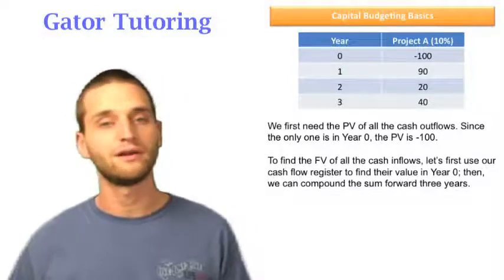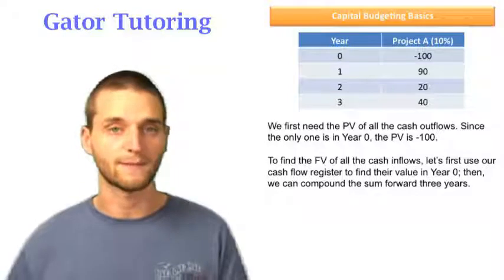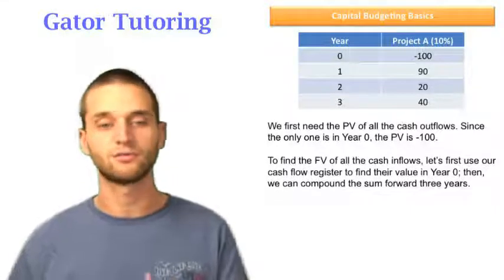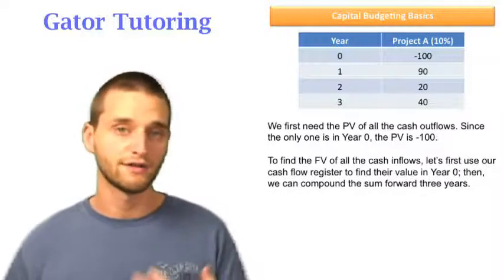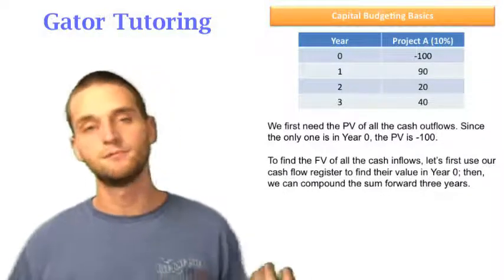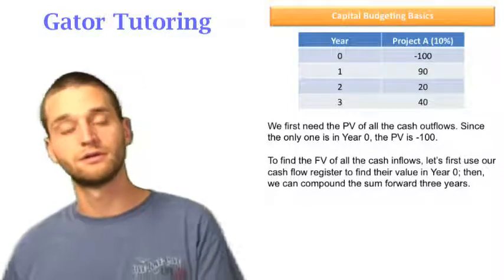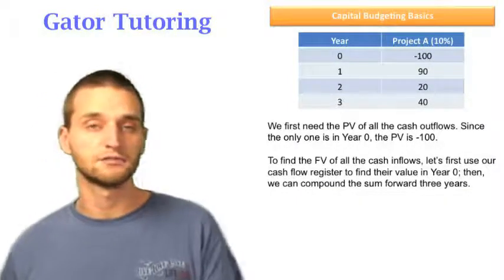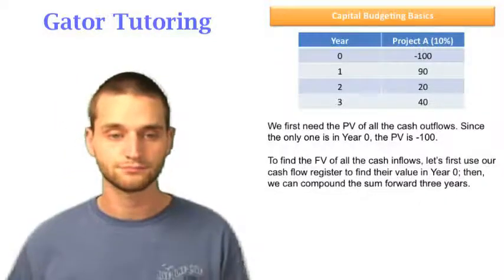So there's a couple of different ways that we could get to this future value. This will take the least amount of steps. It'll take 2 steps. First, we just put them all into our cash flow register, press a button to find the net present value as of year 0, and then move that sum forward to the end of year 3, which would be the terminal period of this project. That's where we want to get all of the cash inflows evaluated as of.